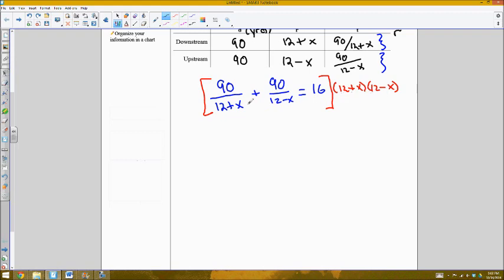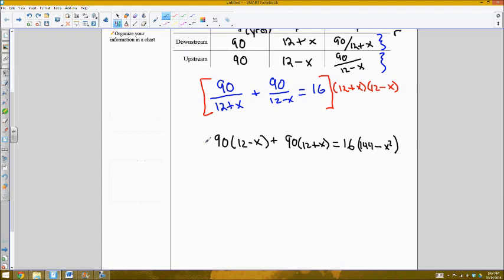So this entire expression times the first term, well, the 12 plus x's will cancel out, and I'll be left with 90 times 12 minus x, plus, then I'll have this whole expression times my second term, which will give me 90, and then the 12 minus x terms will cancel out. So I'll be left with 12 plus x will equal 16 times this entire product. Now, since that's a product of conjugates, it's going to multiply to a difference of two squares, which is just 144 minus x squared.